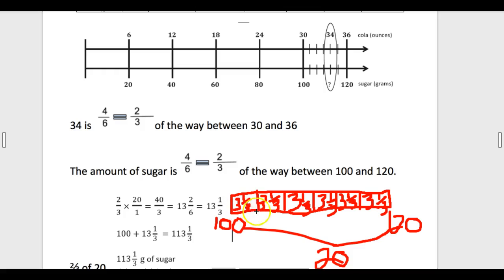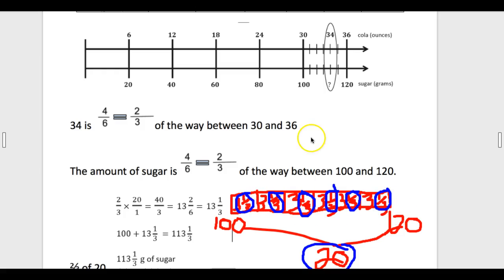So we have 3, 6, 9, 12, 15, 18. Watch this. 19, 2, 3, 20. And there's my 20. I had to figure out 20 steps to get from 100 to 120, and I only had 6 pieces to work with. I had to divide it all up into the 6 pieces here, because this one was divided up into 6 pieces. And so that's where I got the 3 1/3 for each piece.